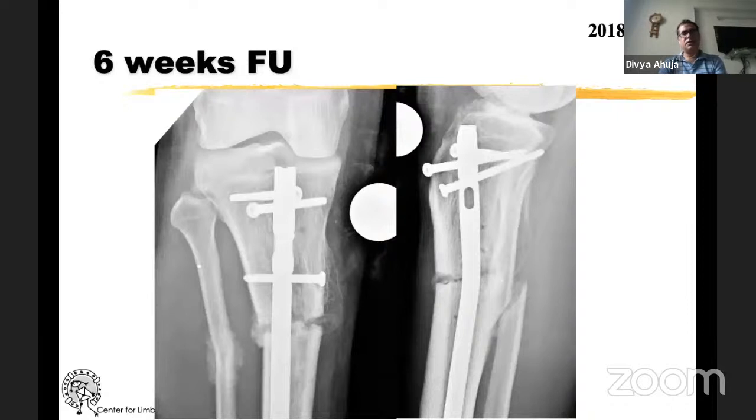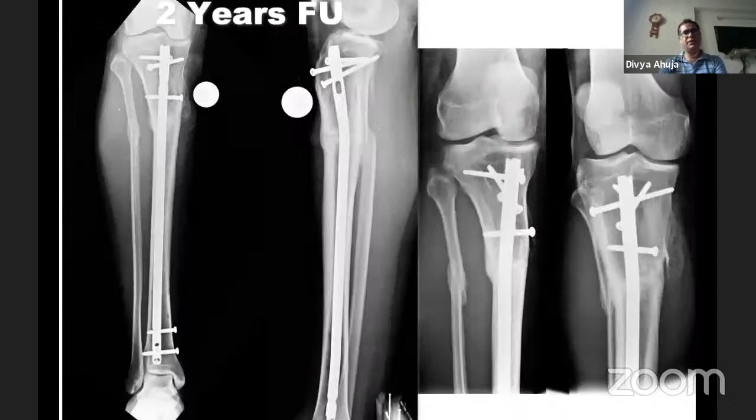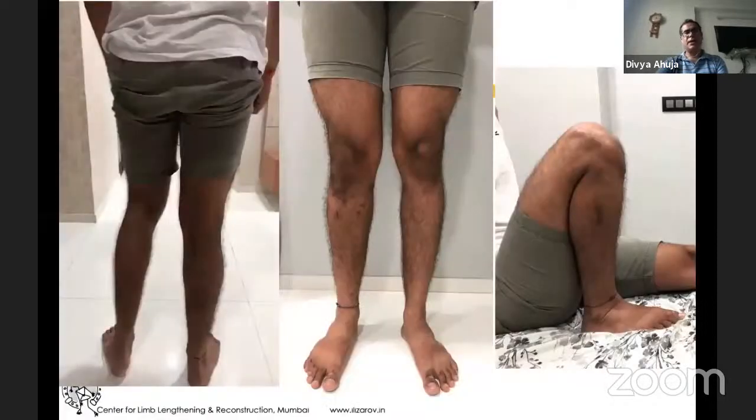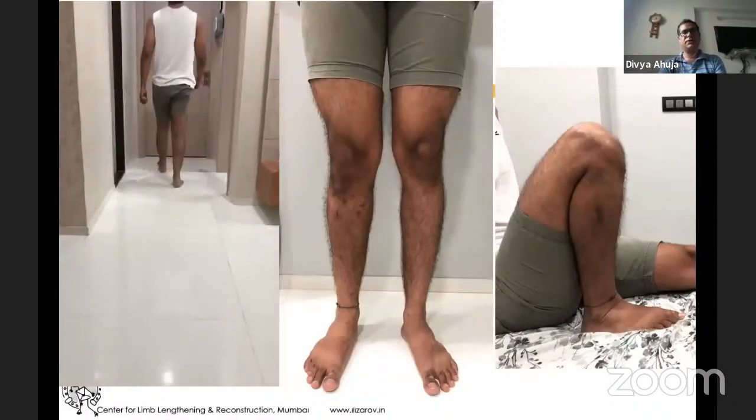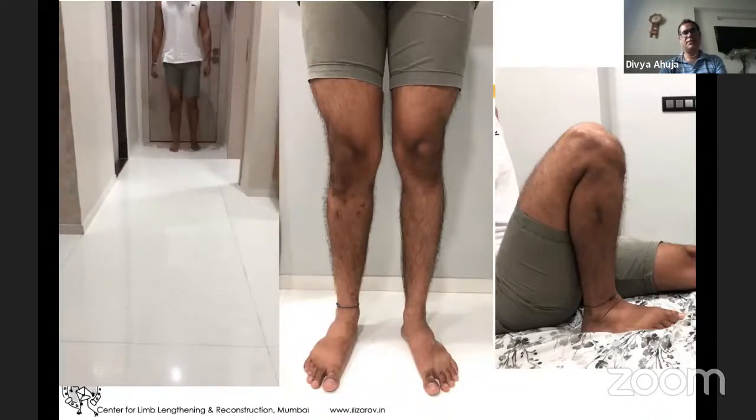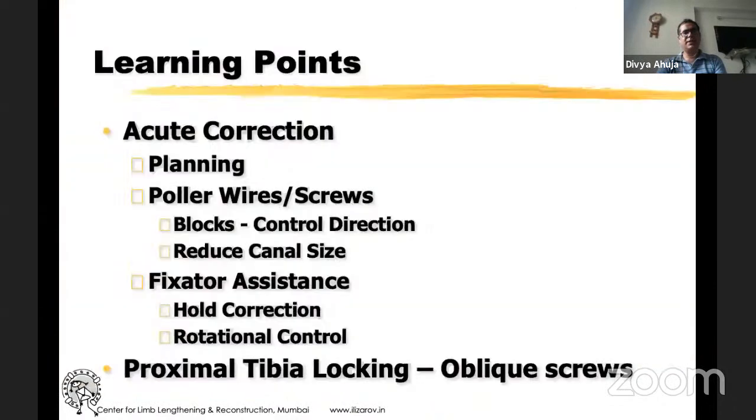At 6 weeks, because this was done pretty minimally invasively, the lateral cortex is already healed, and the medial is healing as well with the cancellous graft. He had resumed his duties, although he was still on a pair of elbow crutches. This is at 2 years follow-up with good healing, normal function, and a happy patient.